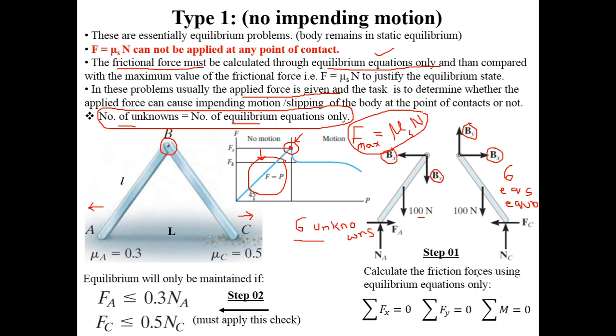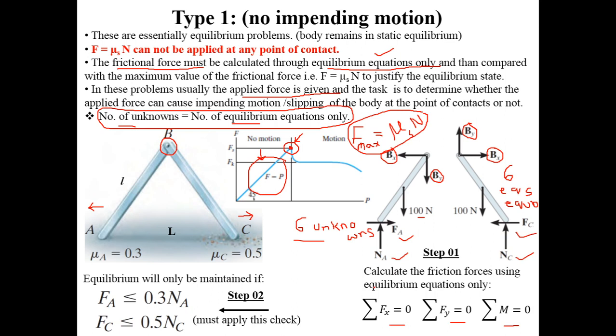Now the step to be followed in type 1 problem will be that as soon as you have drawn the free body diagram, shown all the known and unknown forces on it, calculated and established that the number of unknowns and the number of equations of equilibrium matches, you just have to apply the equilibrium equations, summation Fx, summation Fy, summation M to calculate these unknowns appearing in the free body diagram. All the unknowns you are going to calculate from these six equations of equilibrium, three for this member, three for this member. Okay, so you are going to calculate Fa, Fc, Nc and Na.